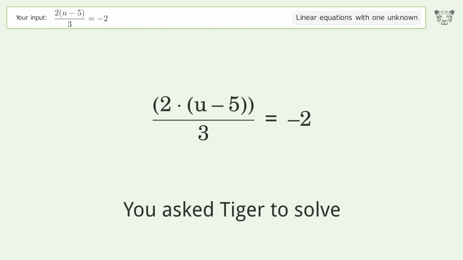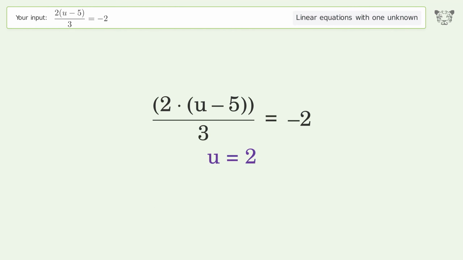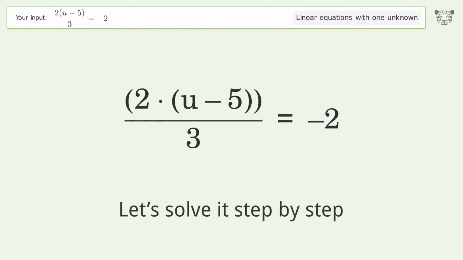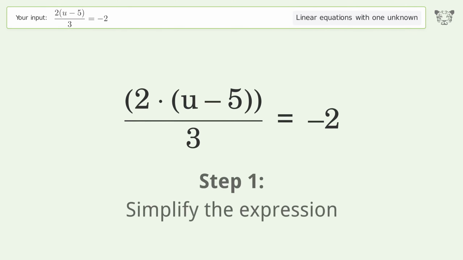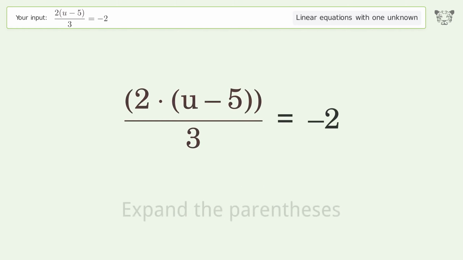You ask Tiger to solve. This deals with linear equations with one unknown. The final result is u equals 2. Let's solve it step by step. Simplify the expression. Expand the parentheses.